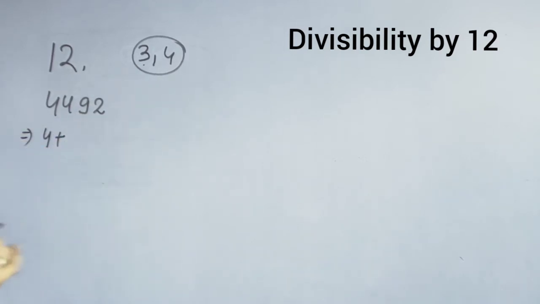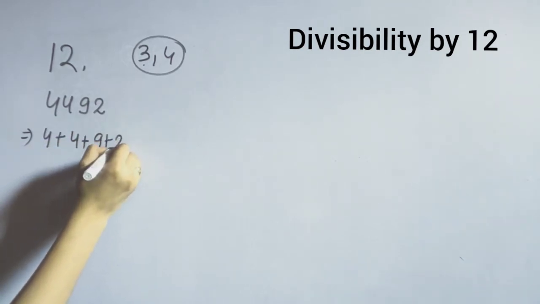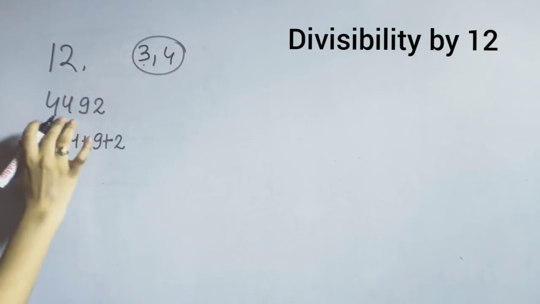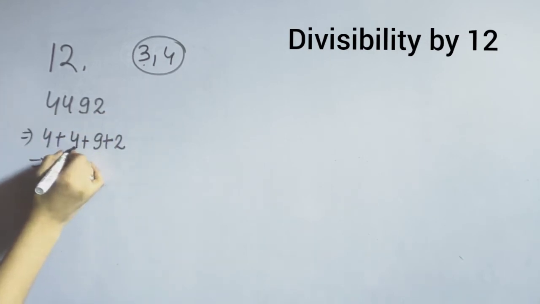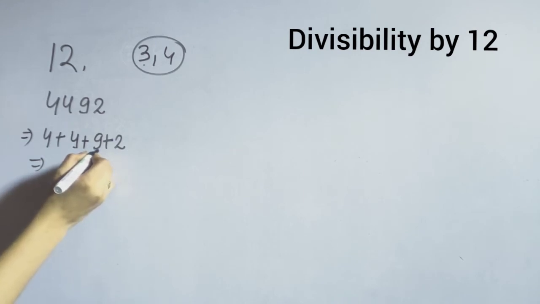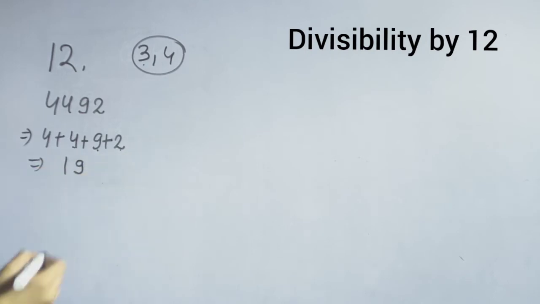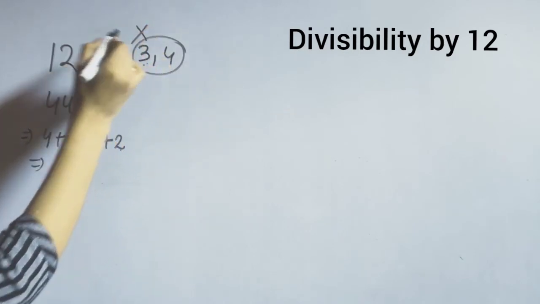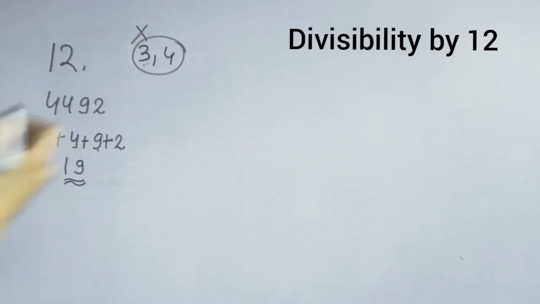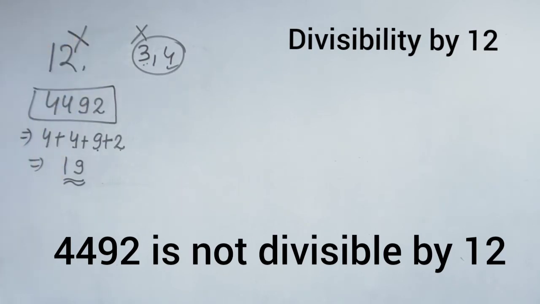What is the divisibility rule for 3? 4 plus 4 plus 9 plus 2. We will find out the sum of all digits. 4 plus 4, 8. 8 plus 9, 17. 17 and 2, 19. Now children, 19 is not divisible by 3. So we will not check for 4. Okay. So we can say that 4492 is not divisible by 12.